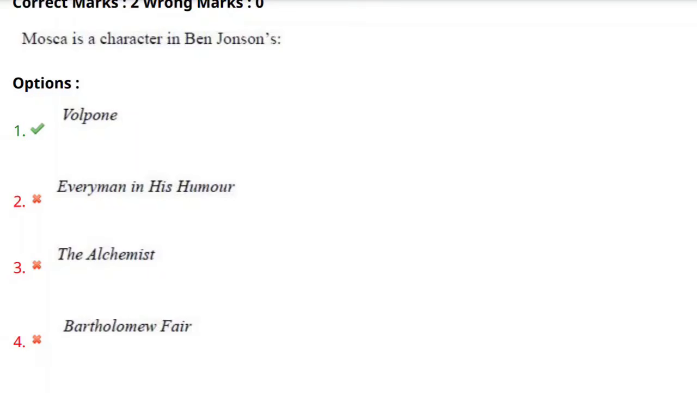When the TG SET paper is compared to the UGC NET paper, there is a difference. The standard of the questions will be less when compared to UGC NET. UGC NET is tougher when compared to the TG SET exam. And here we have 4 options, and the correct answer here is Volpone.